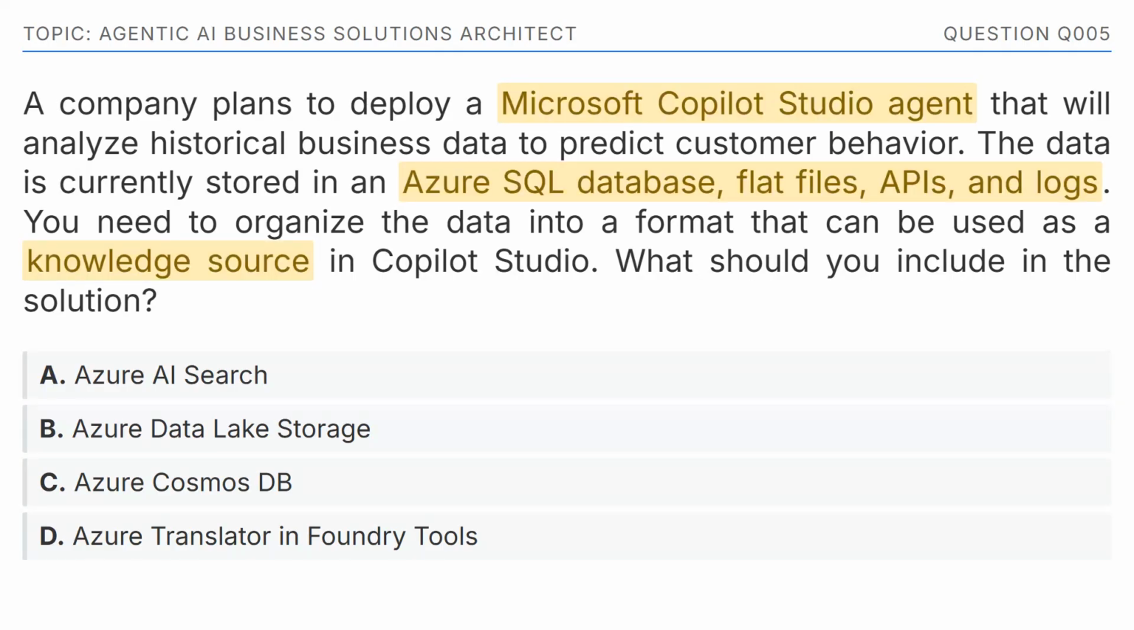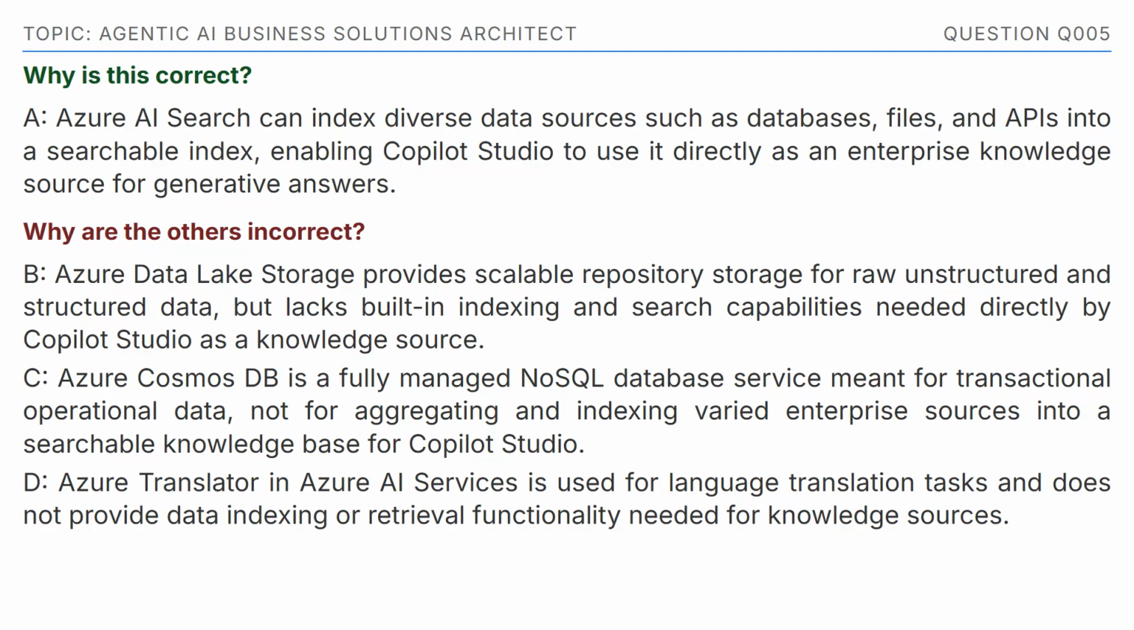To arrive at the correct answer, we focus on the keywords: Microsoft Copilot Studio Agent, Knowledge Source, Azure SQL Database, Flat Files, APIs, and Logs. The correct answer is option A, Azure AI Search. Why is this correct? A.